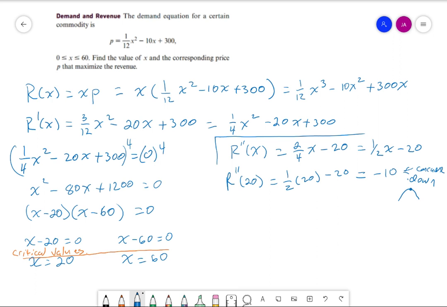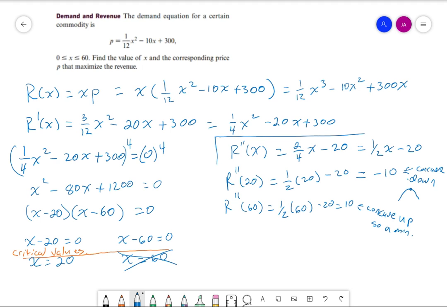But let us check and make sure that the other one isn't also a maximum, because if it were, then we would have to be concerned and we would have to actually check both values. So R double prime of 60, well, that's going to be 1/2 of 60 minus 20. But 1/2 of 60 is 30, and 30 minus 20 is positive 10. That's concave up. So lucky us, this one is not a maximum. It's actually a minimum. And so we don't have to worry about 60 anymore. 20 is the critical value for which we will be maximizing revenue.